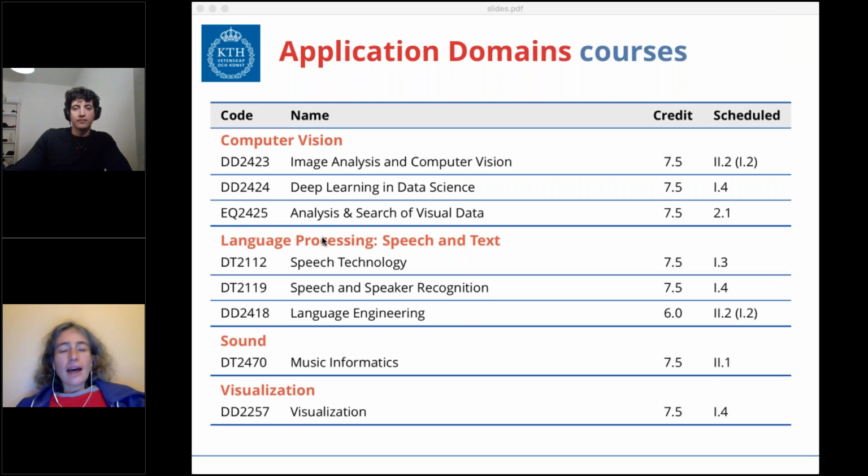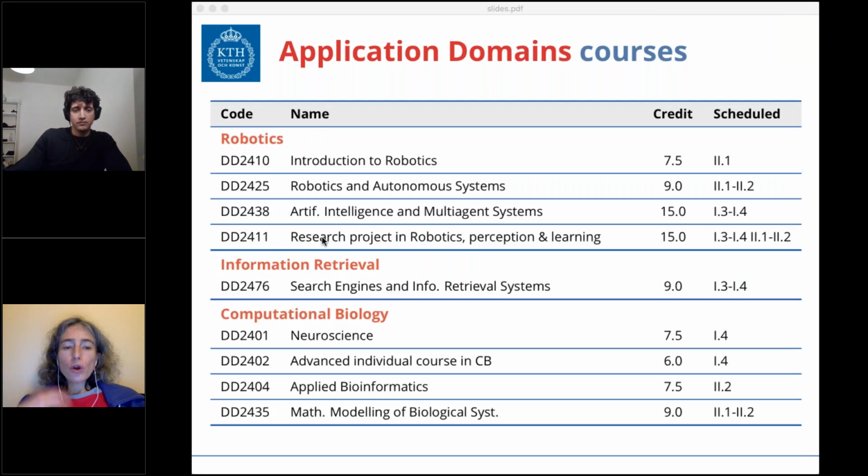domains. And just to make this more concrete, here are the courses from the application domains that are on offer. So there are courses with a computer vision focus, or a language processing focus, or speech and audio, or visualization, or robotics, information retrieval, or computational biology.